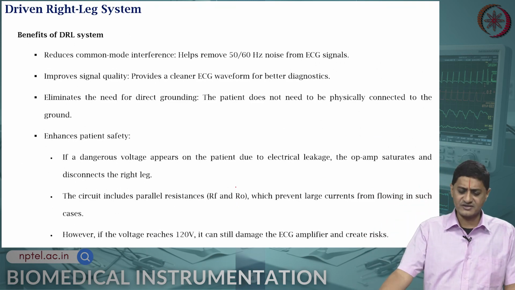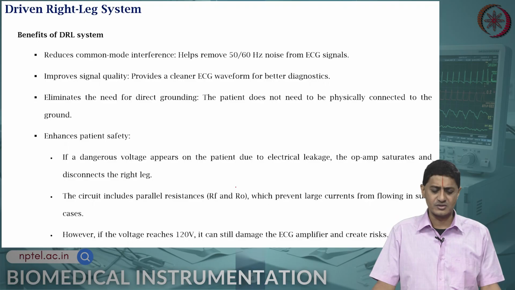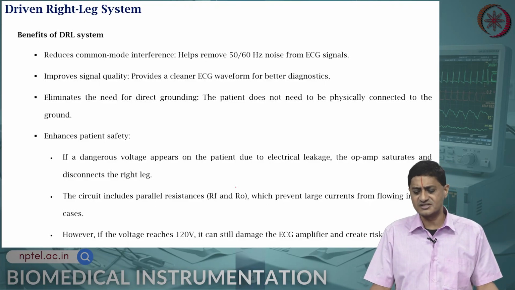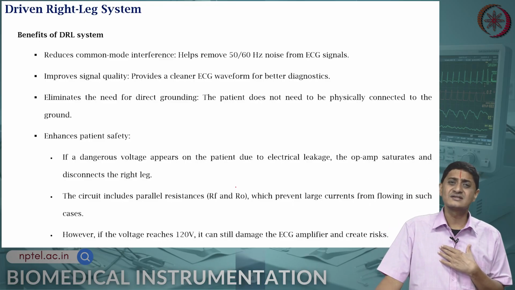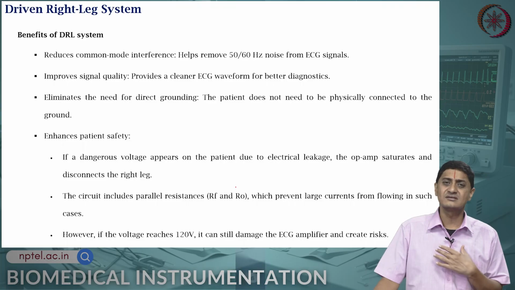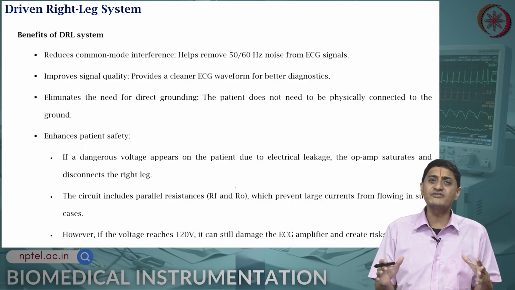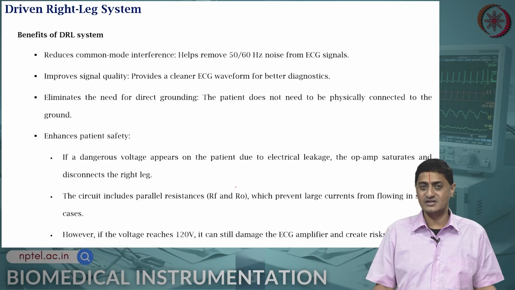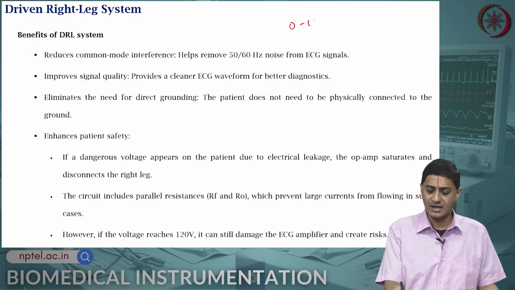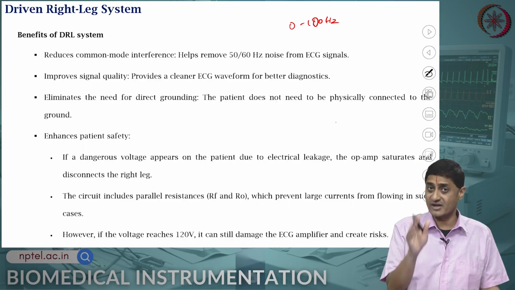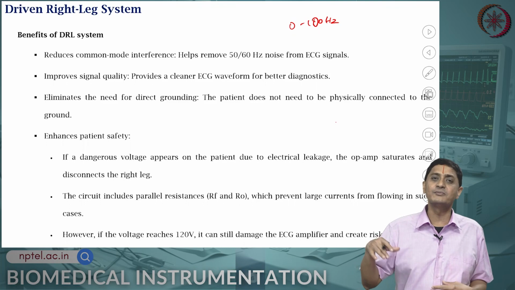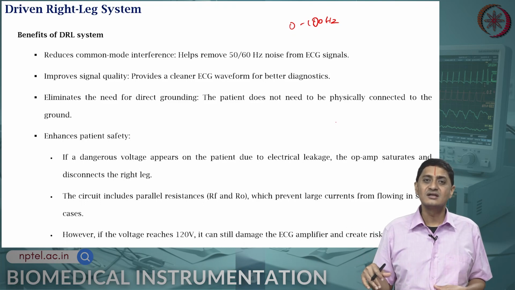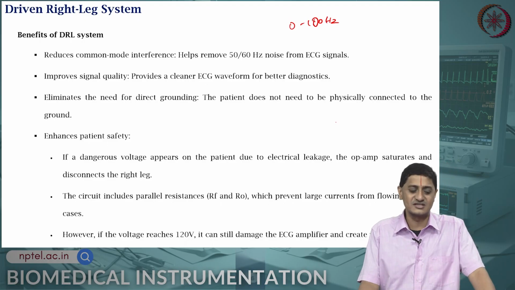So, what are the benefits of having this system? It essentially reduces common mode noise, in particular the 50-60 hertz noise. Note that 50 hertz falls in the range of useful frequencies of ECG. ECG signals are from 0 to 100 hertz. That means that if I use a notch filter to remove 50 hertz, I might also end up removing some of the signal from the ECG, which is not a desirable situation.